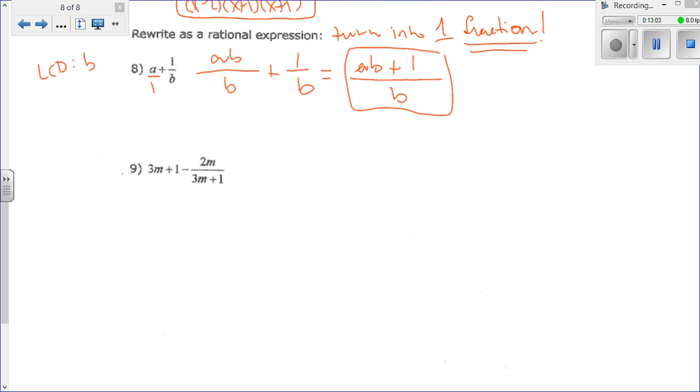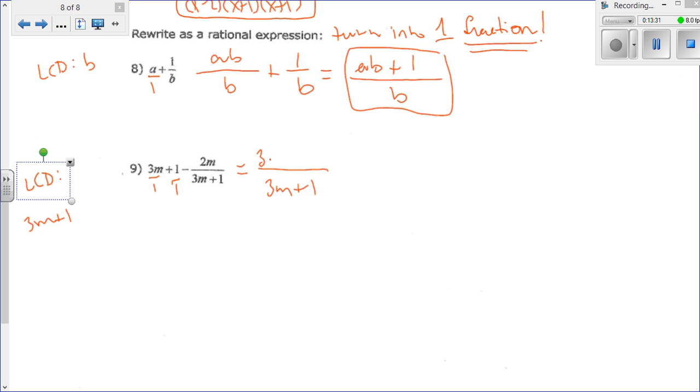For number 9, this one is going to be a little bit harder, not much, but I'm going to break this into two parts and look at them as they're just 3m over 1 and 1 over 1. And the only denominator I see is 3m plus 1. So I have to make a denominator of 3m plus 1.